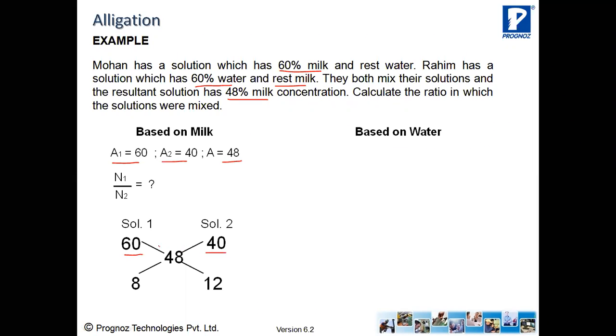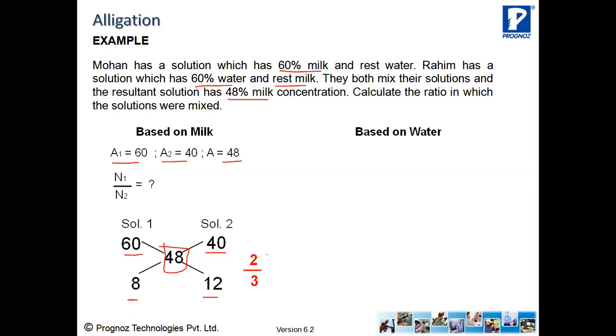When the combined solution is made, the milk concentration is 48%. So this will be A minus A2, which is 48 minus 40, so 8. And this one will be A1 minus A, which is 60 minus 48, is 12. So the ratio is 2 by 3. 8 by 12 becomes 2 by 3. Factorize it by 4, and it becomes 2 by 3.